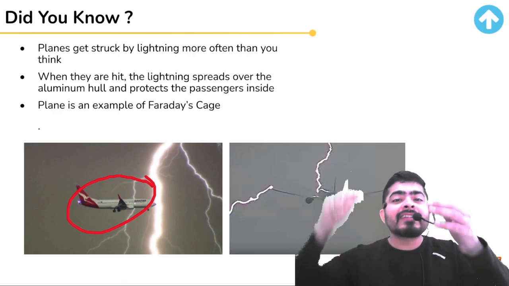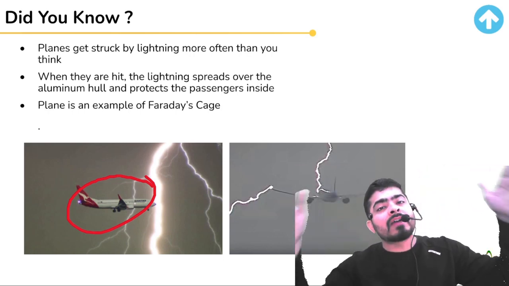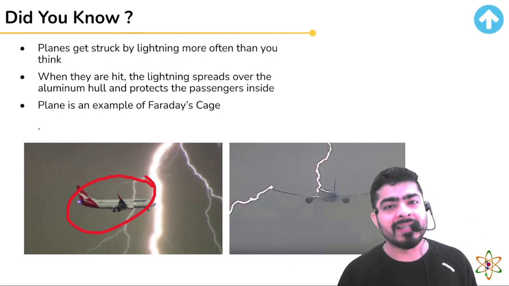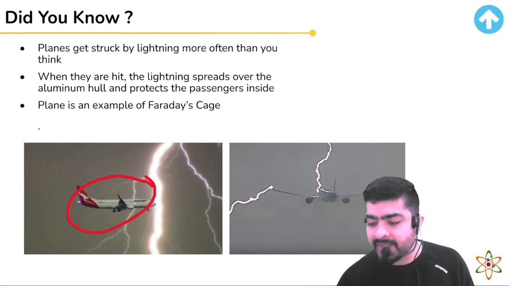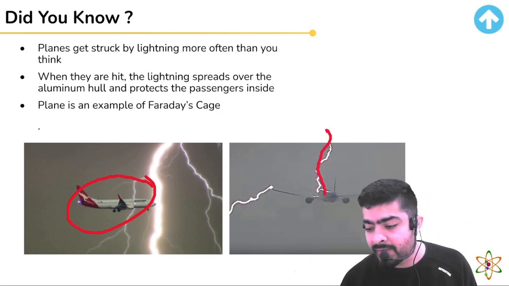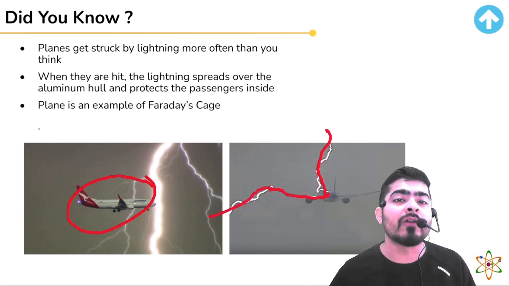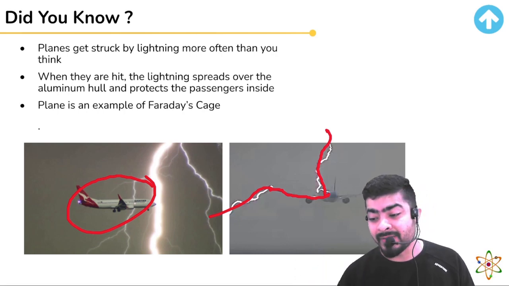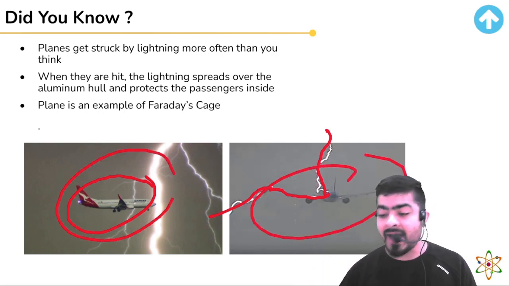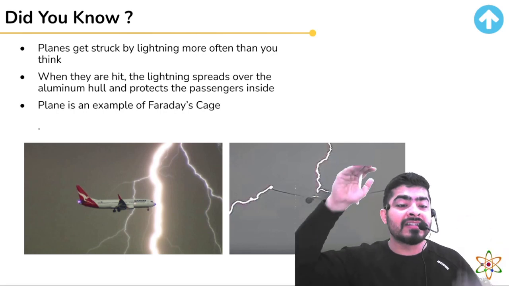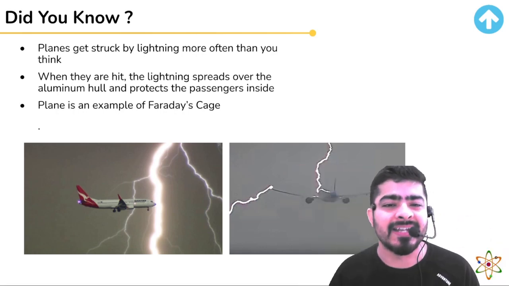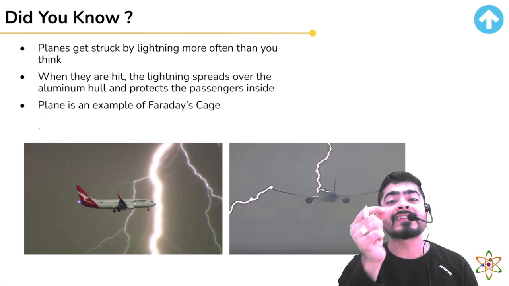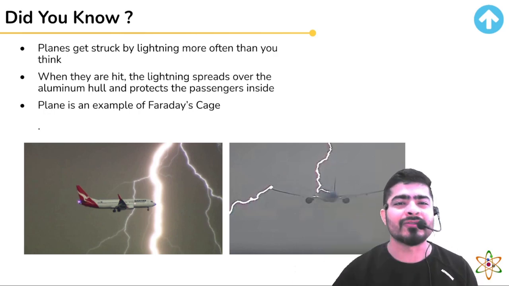So whenever lightning strikes, the charge will travel along the outer surface of the plane, and then it will leak out somewhere else. See over here, lightning striking the plane, then the charge is traveling and exiting from the end of the aeroplane. So the passengers inside are completely safe. Both these pictures are of actual aeroplanes which are still in the air with many passengers inside. So the aeroplane is an example of Faraday's cage, and Faraday's cage is a good example of electrostatic shielding.